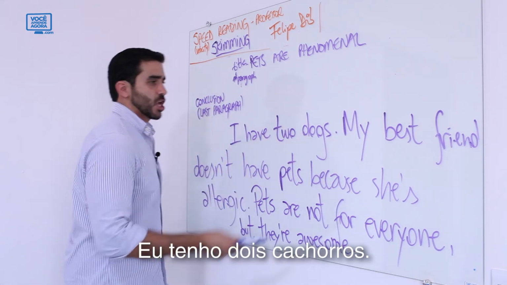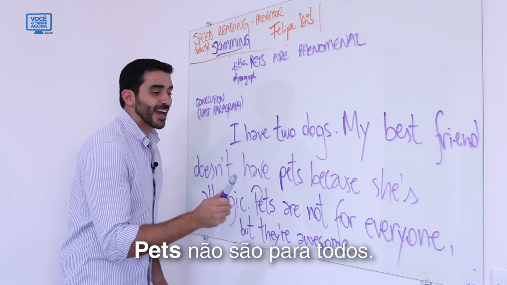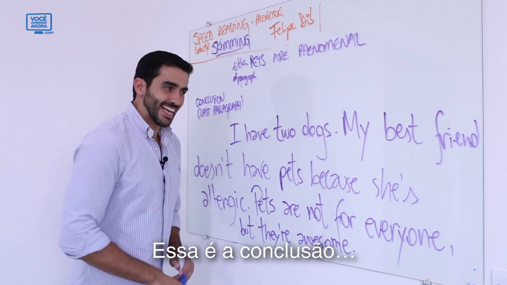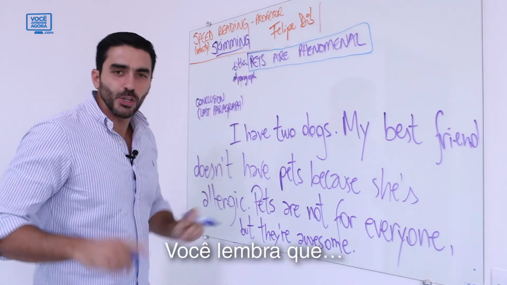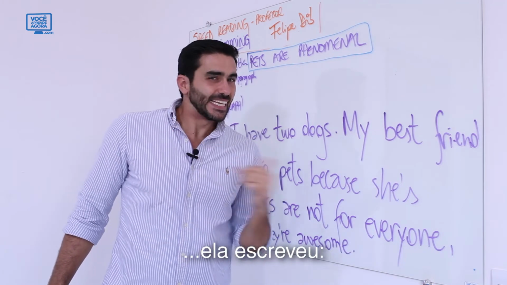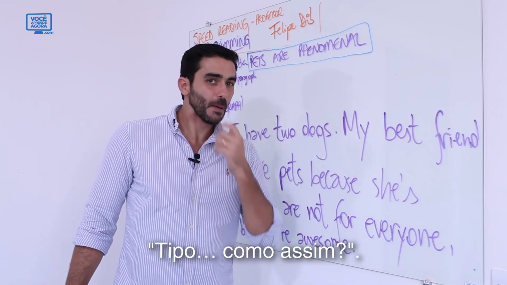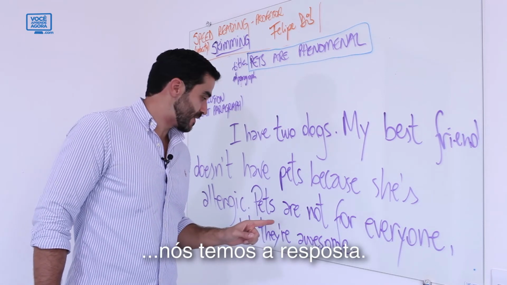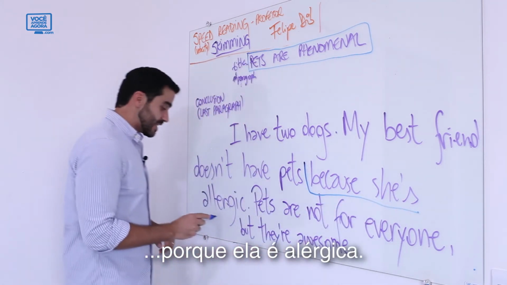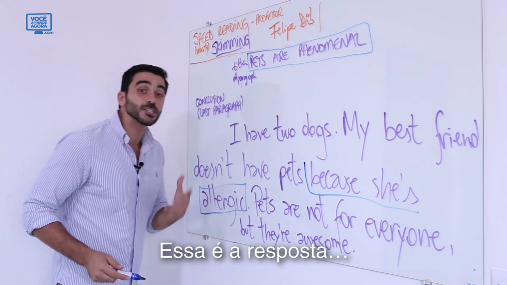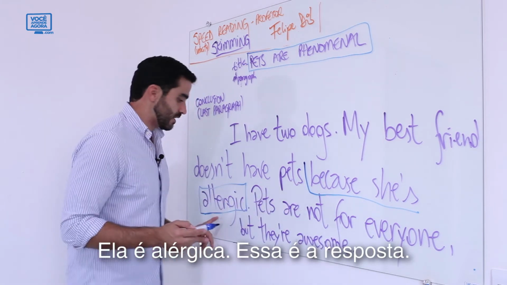Okay, this is the conclusion. I have 2 dogs. My best friend doesn't have pets because she's allergic. Pets are not for everyone, but they're awesome. This is the conclusion of the text with this title here, Pets Are Phenomenal. Do you remember that in the first paragraph, she wrote, some people don't like pets. I mean, how come? Here in the conclusion we have the answer: my best friend doesn't have pets because she is allergic. This is the answer for her question. How come people don't like dogs? She is allergic.